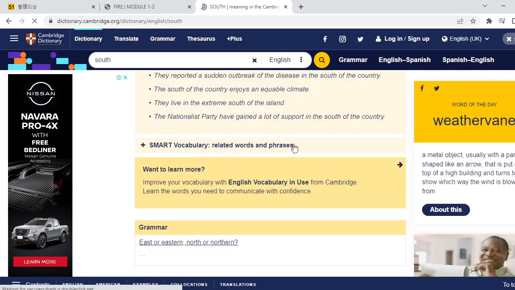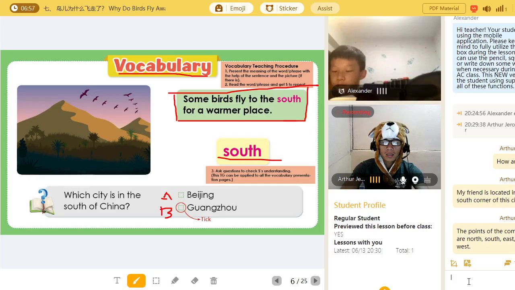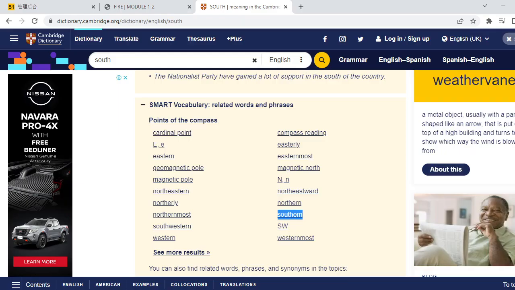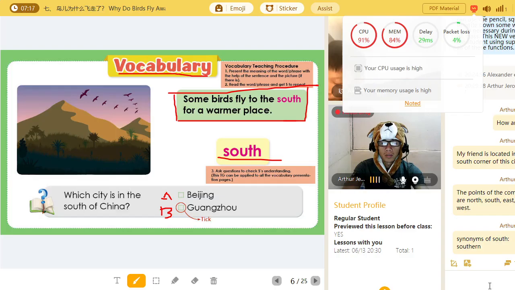Okay. Very good. And here are the related words and phrases. Southern, okay. Here are the synonyms of south. Southern. Another is geomagnetic pole.